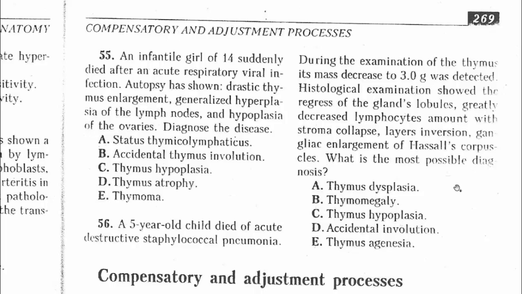Now, our answer here is actually accidental involution. Accidental involution. And this is why. Accidental thymus involution or transformation is the reduction in the size and the mass due to thymocyte migration to the peripheral immune organs and blood, as well as due to the partial decomposition and absorption by macrophages.